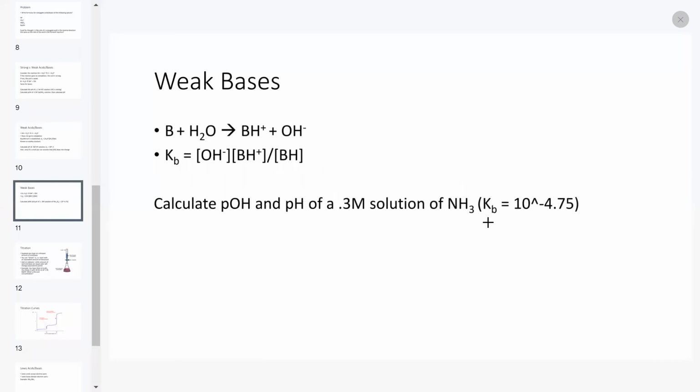The mathematics is basically the same thing for weak bases. So we have some generic weak base B plus H2O goes to BH plus and OH minus. So we have Kb equals OH minus times BH plus divided by B. Just go ahead and do this one, I guess. Maybe I'll give you a minute to do that.